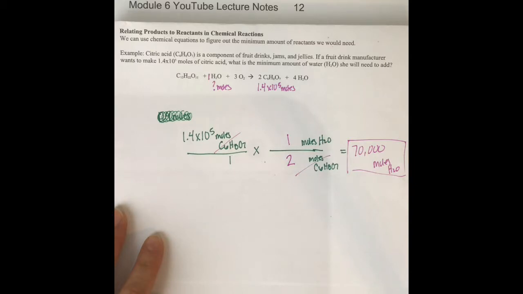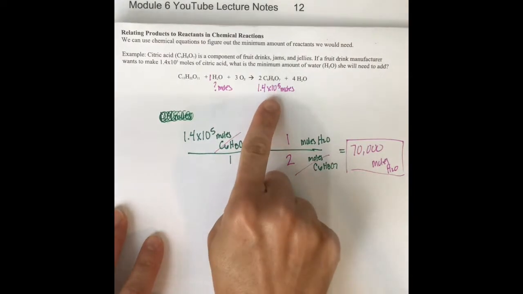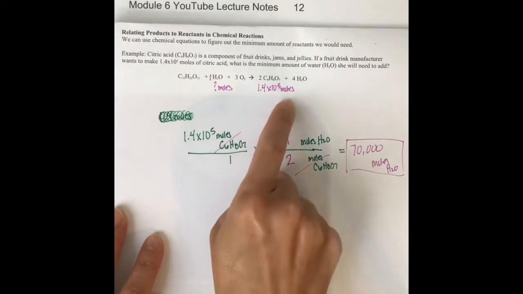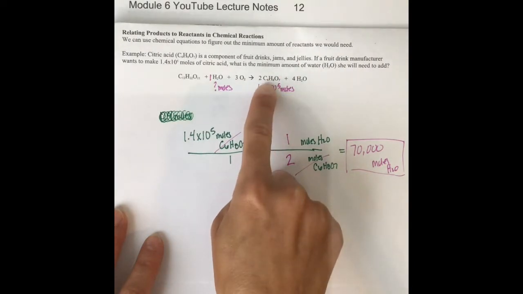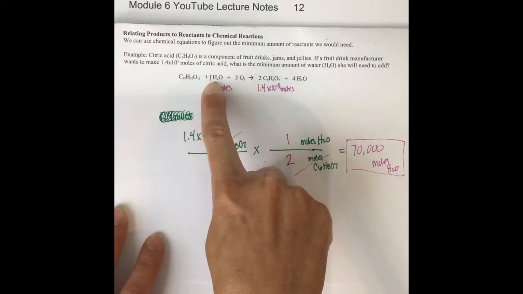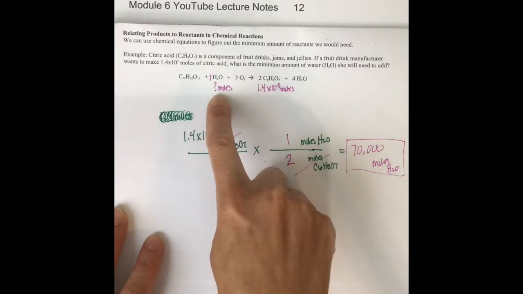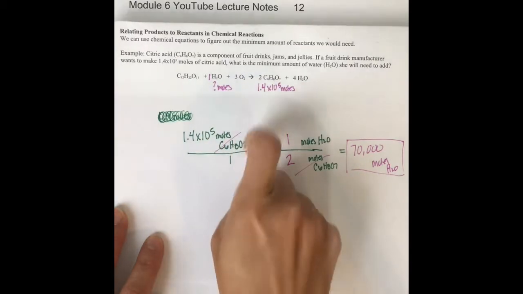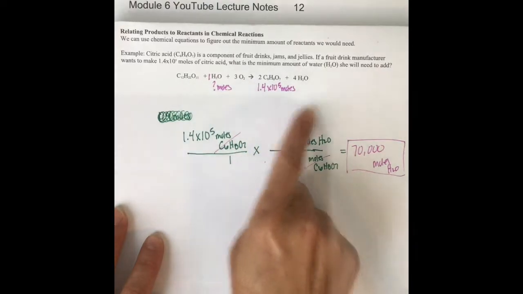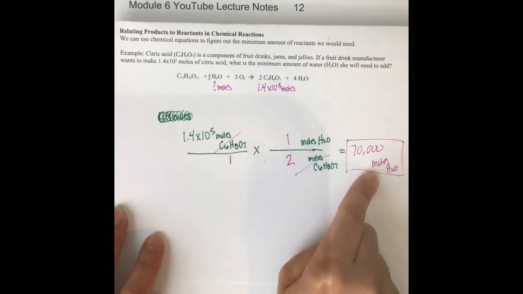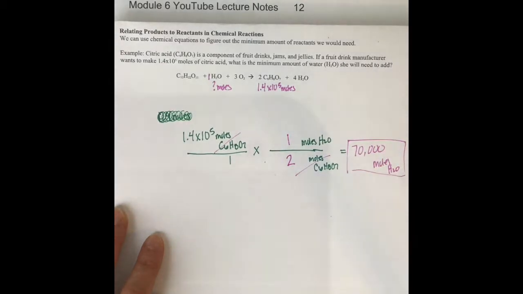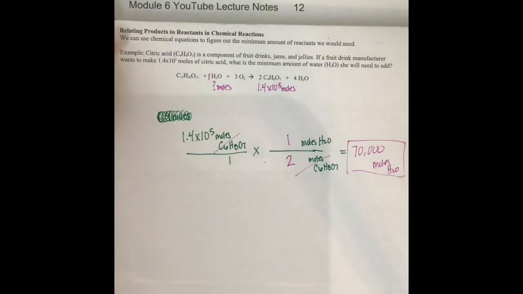And remember, in this problem, a citric acid manufacturer wanted to manufacture this many moles of citric acid. And they wanted to know how much water they would need in order to do that with their reaction. And we got 70,000 moles of water for our answer. So if somebody told you, hey, go get me 70,000 moles of water, how would you do that?